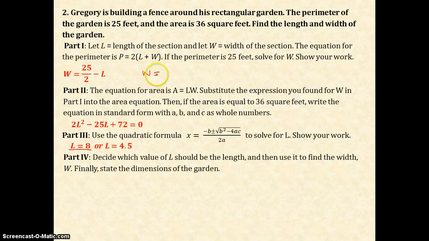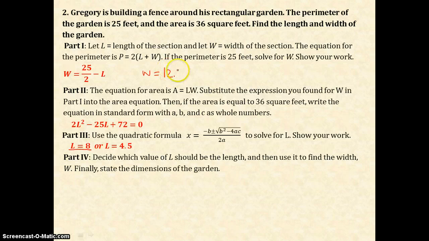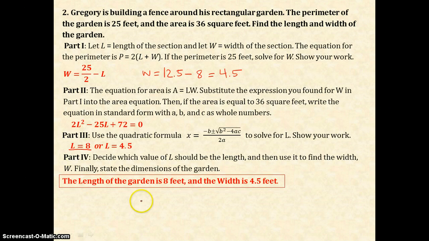So W equals 25 over 2 is 12.5 minus the length, which is 8, equals 4.5. So the width is 4.5. So the length of the garden is 8 feet and the width is 4.5 feet.